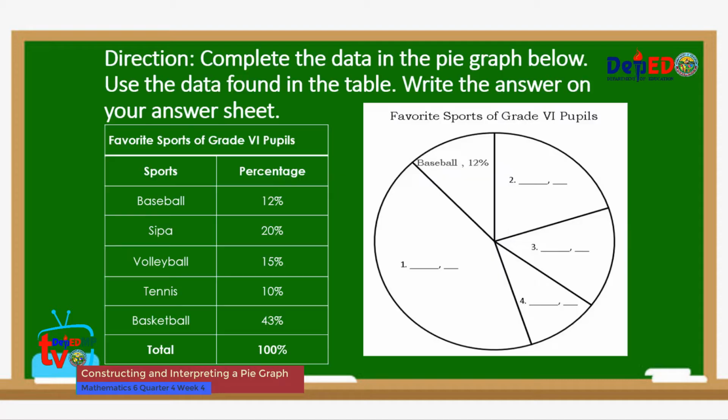Direction. Complete the data in the pie graph below. Use the data found in the table. Write the answer on your answer sheet. So we have here the data, favorite sports of grade 6 pupils. Column A, it is sports. Under it are baseball, SIPA, volleyball, tennis, and basketball. And the other column is the percentage. So I'm going to give you 5 seconds to answer this activity. 5 seconds starts now.